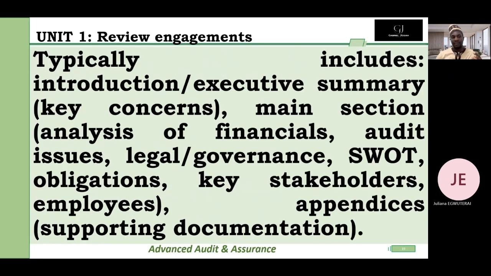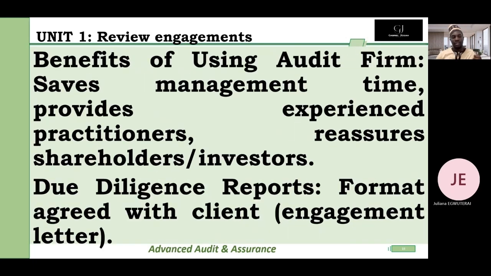There's a standard format that is used, and the format is agreed with the client: this is how you report to us. The engagement letter states the terms of reference between the individual preparing the report and the third party, which is the client. They agree the terms and the format in their engagement letter as they start the work.